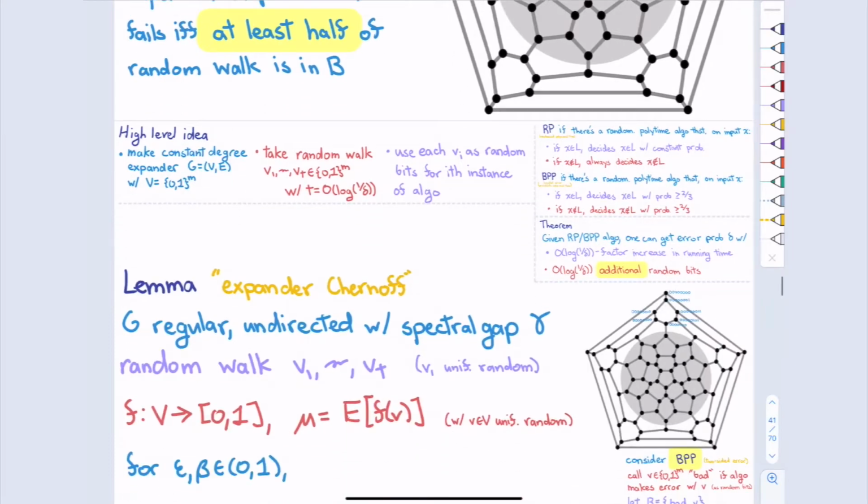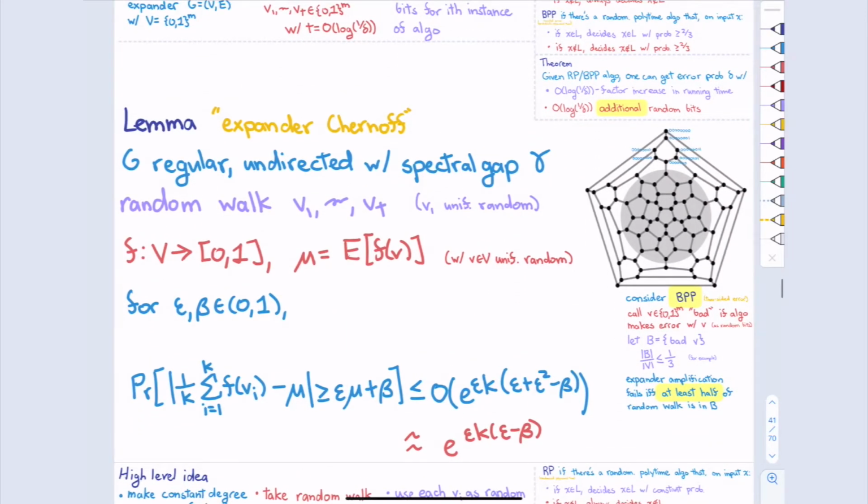Now, if you remember, to justify our amplification for BPP, we ultimately appeal to the Chernoff bound. So we have a much messier, but sort of Chernoff-looking statement. Let me explain. In fact, there are some typos here. All right, what is this statement? Let's say that G has a spectral gap 1 minus epsilon or something.